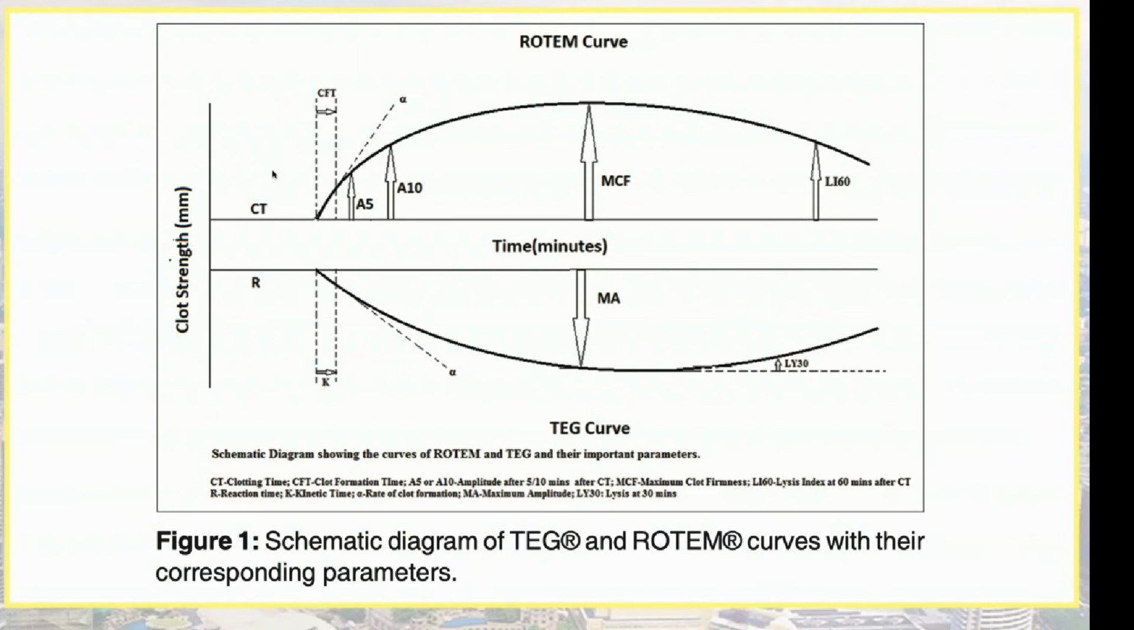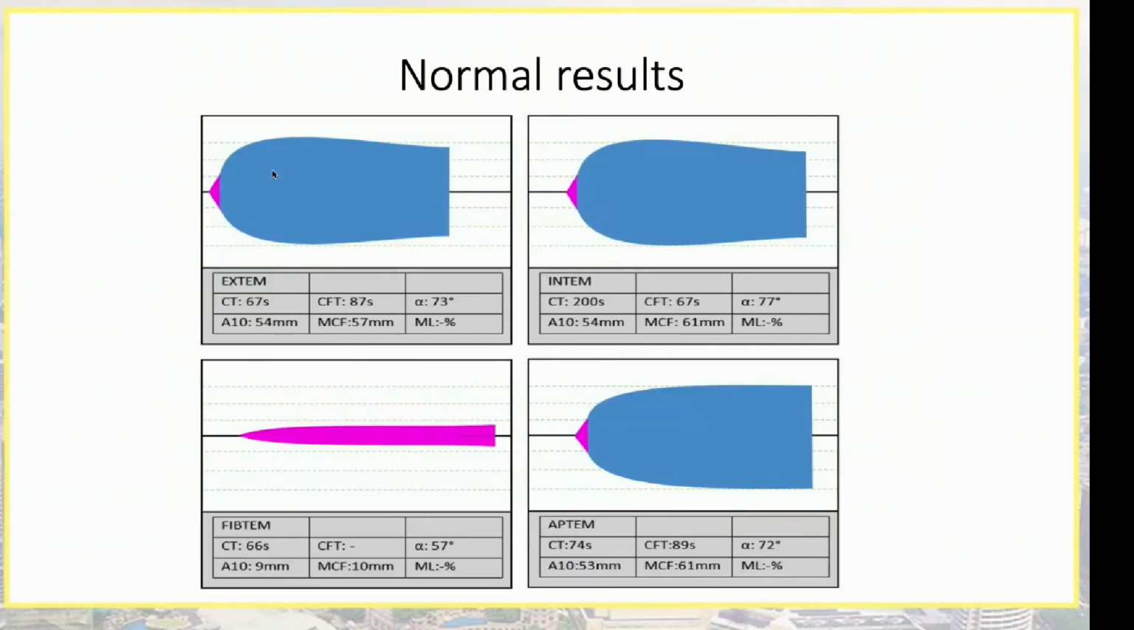Okay, the last one is the lysis. From the maximum amplitude, normally the amplitude will just maintain until the end of the test. But if the clot is not stable, hyperfibrinolysis occurs, so the amplitude will go down and be reduced. If it is reduced by more than 15%, then we can diagnose that the patient is in a hyperfibrinolysis state. Okay, so next, I'm just going to show you the normal results.